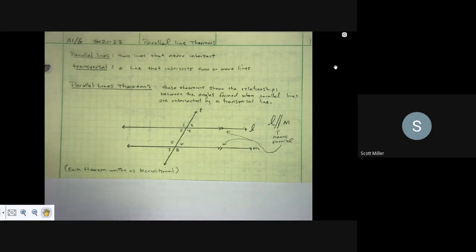2-1 shows the conditional statements. 2-2 shows the converse of those statements. So we merged them together. And since both of them are true, each theorem that I wrote is written as a biconditional statement. First one.